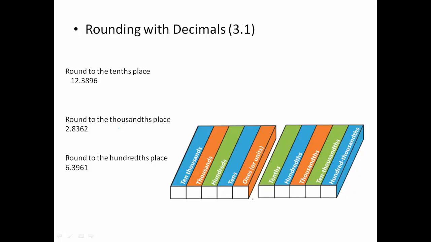In this lesson, we're going to deal with rounding with decimal numbers. This is section 3.1 of the textbook. Rounding with decimals is very similar to rounding with whole numbers. The only difference is in the final step. So let's take a look at how this works.